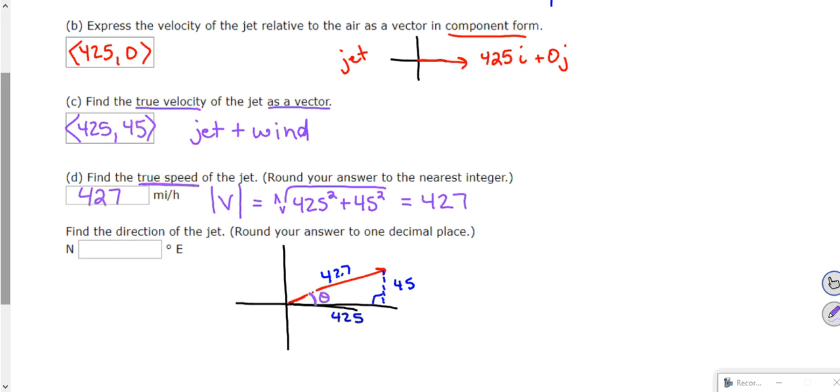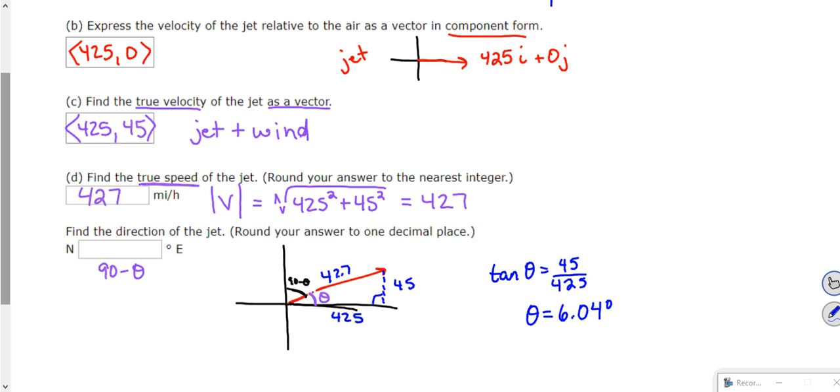Now, actually, once I find theta, it's going to be 90 minus theta, because they want the north and then so many degrees east. So what they really want is this part right here. It's 90 minus theta. So how do I find theta? You can use any of your trig functions, whatever trips your trigger. Tangent theta is 45 over 425. So if you do the arctan, that gives you approximately 6.04.